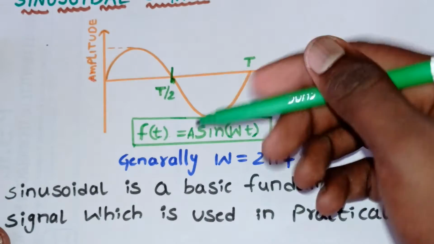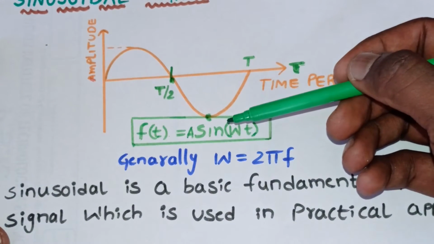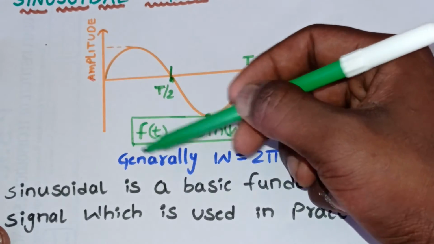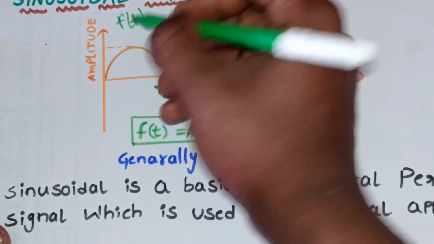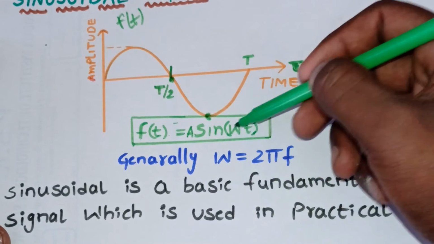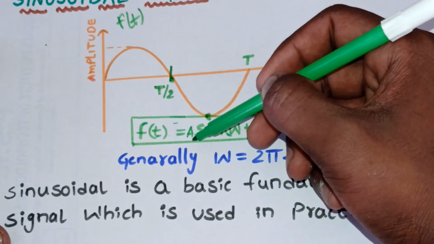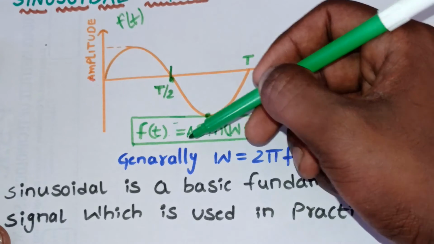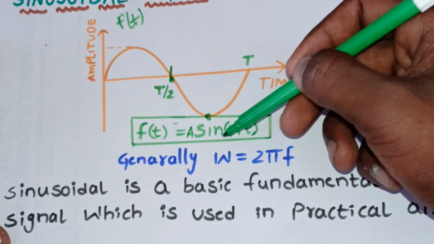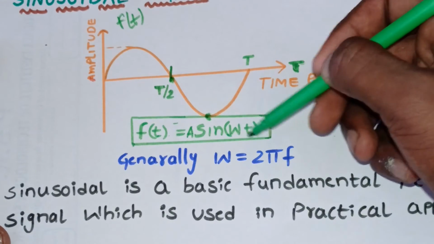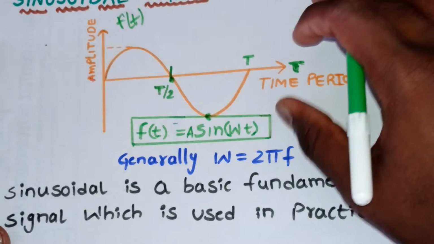Now let's see the mathematical representation of the sinusoidal signal. I consider the sinusoidal signal as f(t). f(t) = A sin(ωt), where A is the amplitude of the sinusoidal signal. Amplitude is nothing but the voltage of the sinusoidal signal. In sin(ωt), ω is the frequency and t is the time.